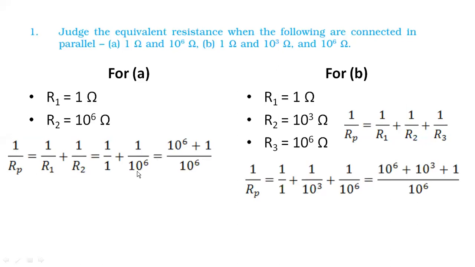In this case, I have cross multiplied: 10 to the power 6 into 1, 10 to the power 6 into 1 is again the same, and 1 into 1 is 1, so plus 1. This is the calculation for the first part. What about the second one? I have taken the LCM as 10 to the power 6. Now, in the denominator, the value you have is 1. If you want to convert this 1 into 10 to the power 6, I have to multiply the numerator with 10 to the power 6, just like the LCM.